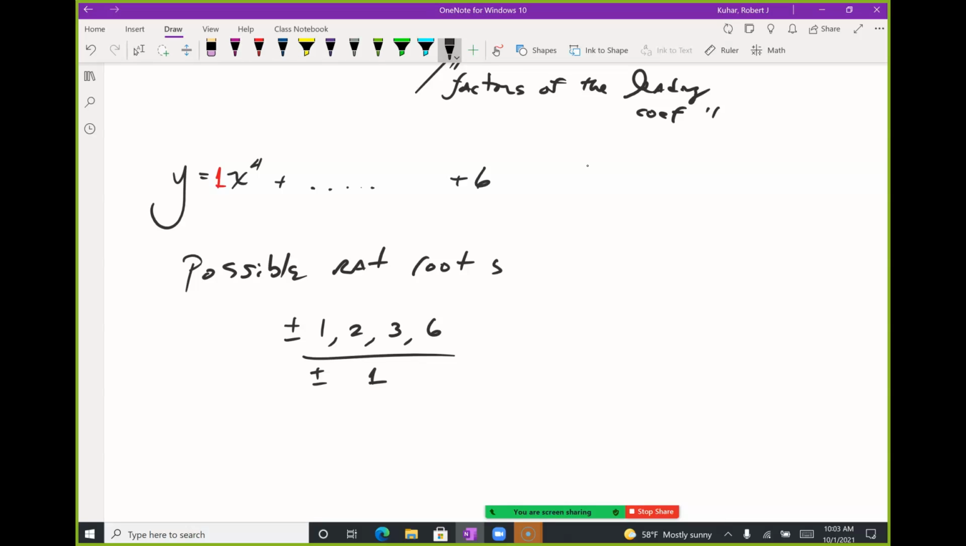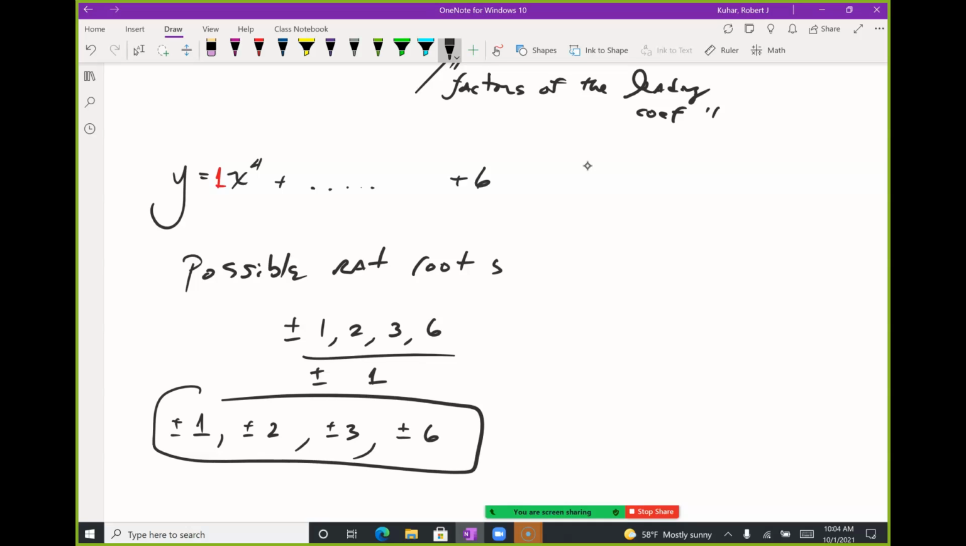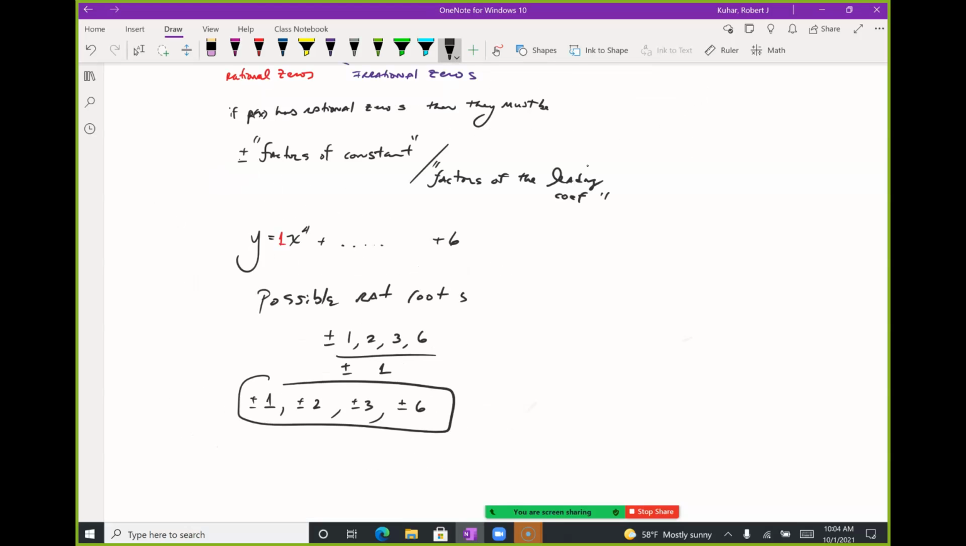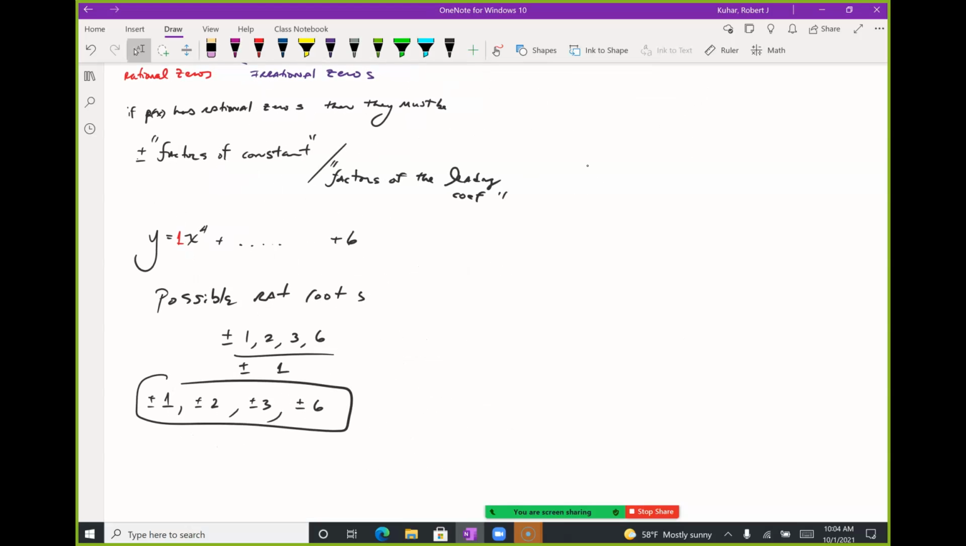And so obviously that is 1, 2, 3, and 6. And so that's the only possible way I could get a rational root out of it. It's the only possible way. And it should seem a little bit like, what are you talking about?